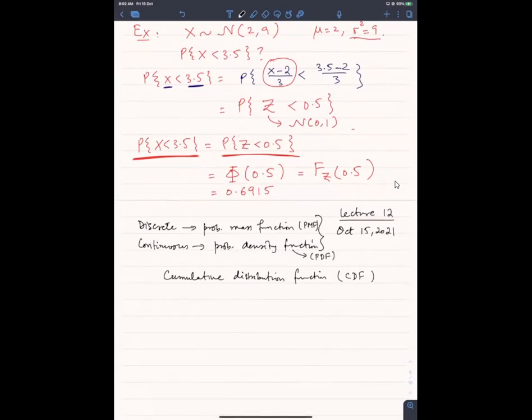There is the CDF, which tells us the accumulation of the probability mass function or probability density function for both discrete and continuous case. For both cases, the cumulative distribution function has the same form, which is probability X less than or equal to x.